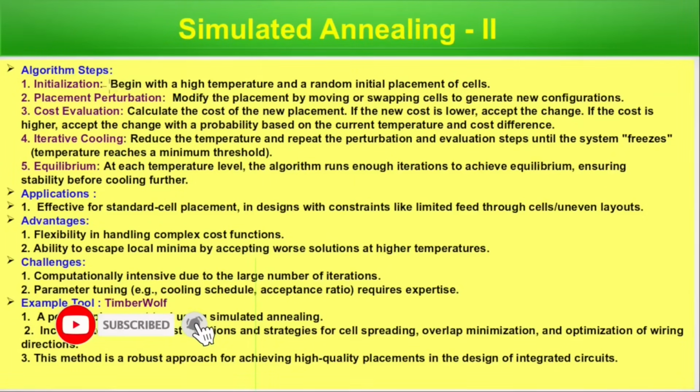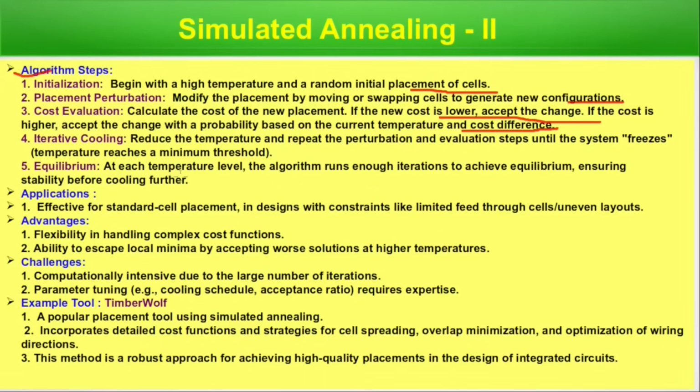Algorithm steps: initialization. Begin with a high temperature and random initial placement of cells. Placement perturbation: modify the placement by moving or swapping cells to generate new configurations. Cost evaluation: calculate the cost of the new placement. If the new cost is lower, accept the change. If the cost is higher, accept the change with a probability based on current temperature and cost difference. And iterative cooling: reduce the temperature and repeat the perturbation and evaluation steps until the system freezes, that is, the temperature reaches a minimum threshold. This is the algorithm steps.